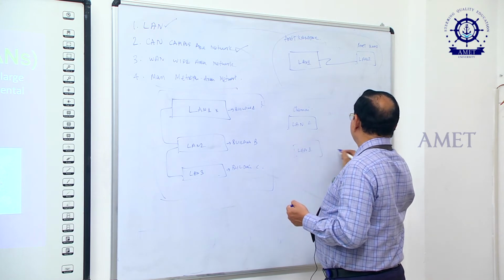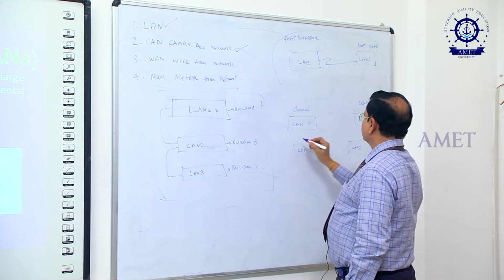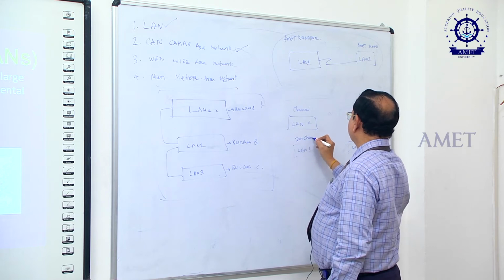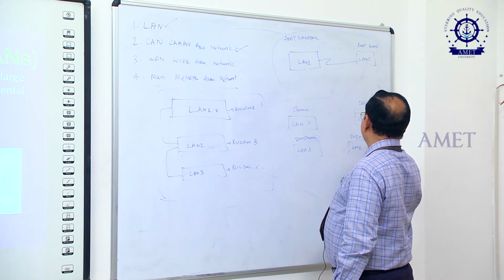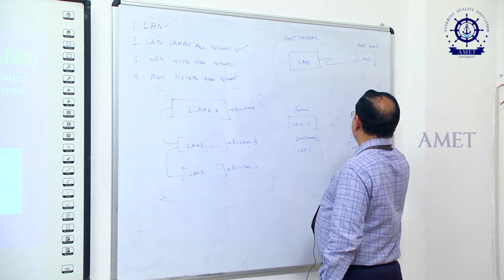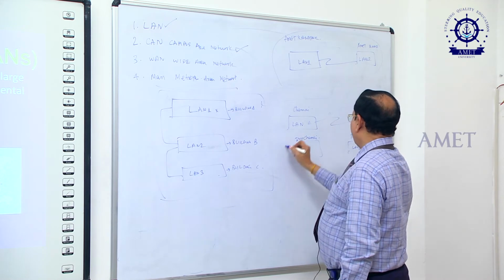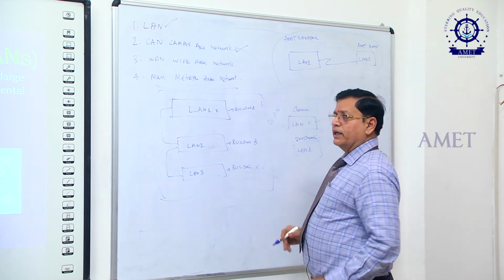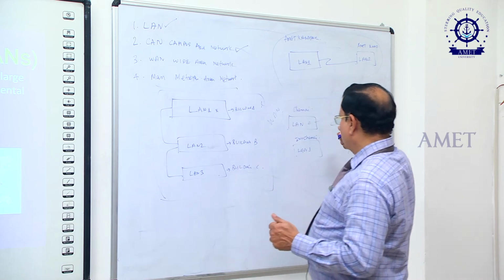LAN 1, LAN 2, this is India, say Chennai, and this is Dubai. So, both the networks, when you connect now the Chennai LAN with the Delhi LAN of Amet University and the Chennai LAN with the Dubai LAN of Amet University, both are called a wide area network. So, the internet is made up of all the wide area networks.